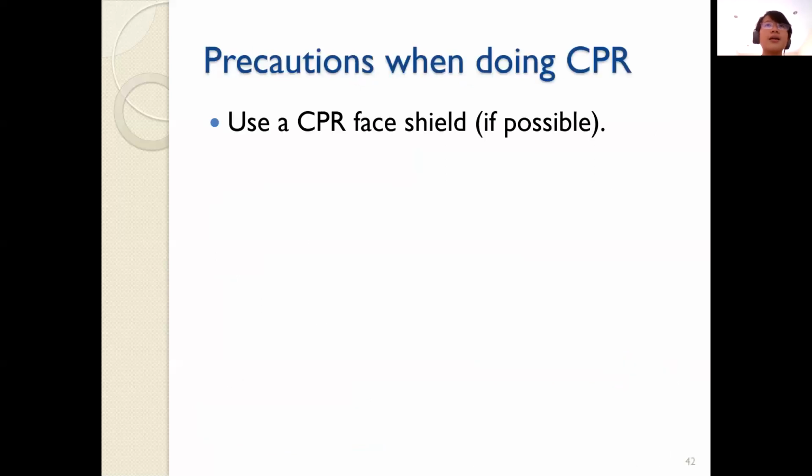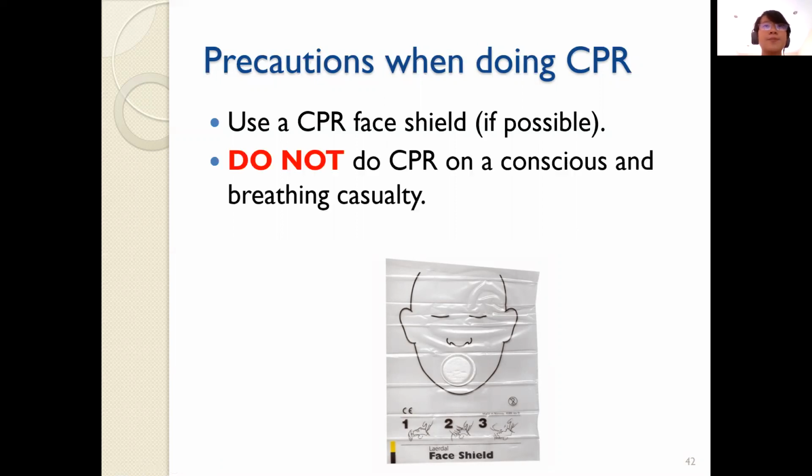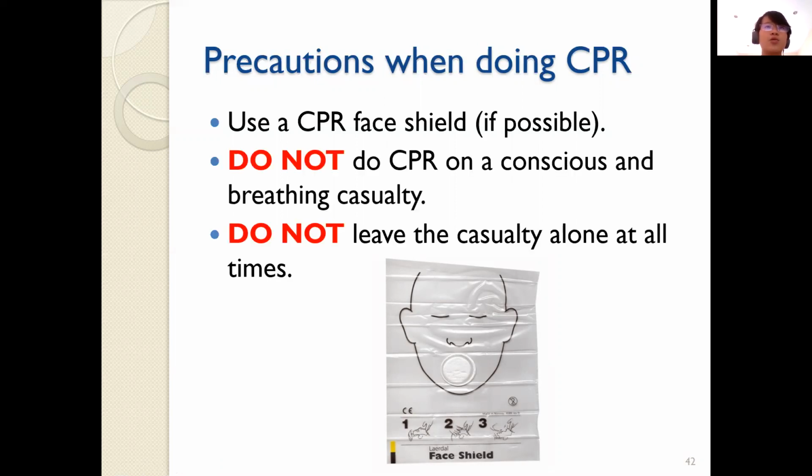Okay? So if you can use a face shield, this is a CPR face shield. It is a bit of a protective barrier. But like I said, if you're uncomfortable with doing mouth-to-mouth, that's okay. No worries. Just do chest compression only CPR. And do not leave the casualty alone because they might go back into another cardiac arrest even after they showed signs of life after CPR.